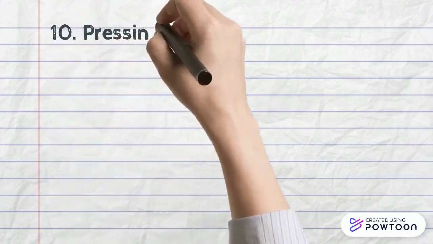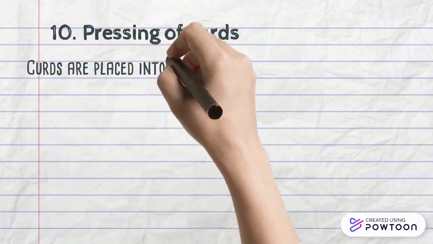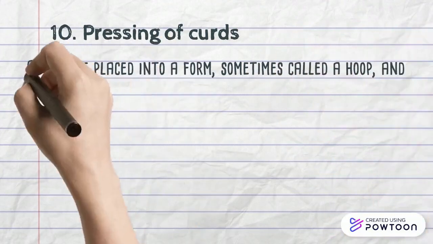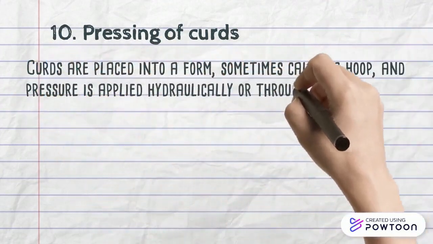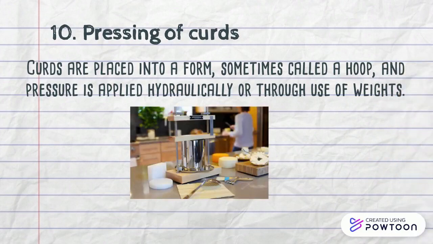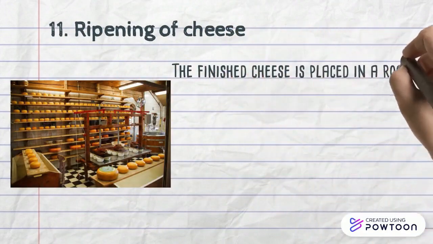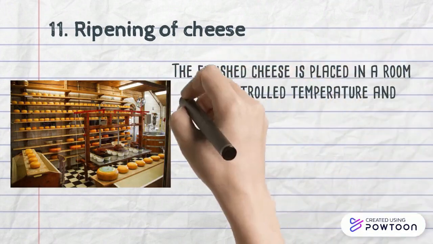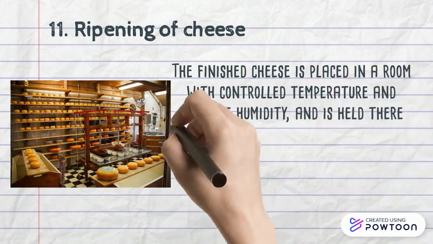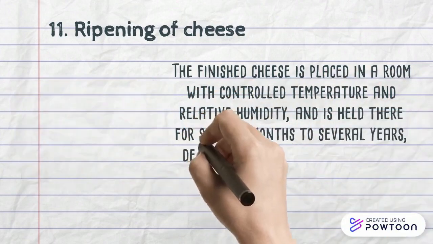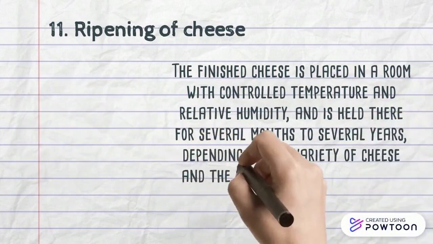Pressing of curds. Curds are placed into a form sometimes called a hoop and pressure is applied hydraulically or through use of weights. Pressing gives the cheese its characteristic shape and contributes to its compactness. Free whey is expressed and kneading of curd particles is completed during pressing. Ripening of cheese. The finished cheese is placed in a room with controlled temperature and relative humidity and is held there for several months to several years depending on the variety of cheese and the extent of ripening that is desired.